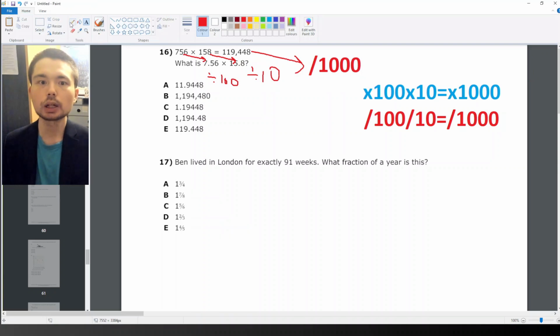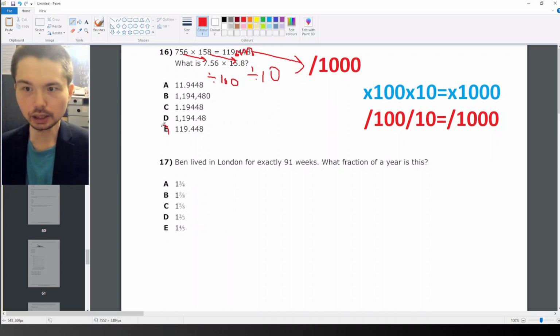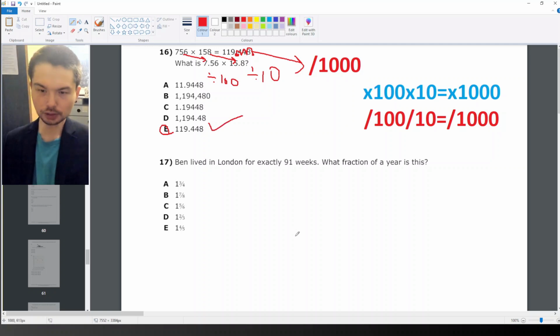Just going to divide by 1000. Now every whole number, we know the decimal point is on the right. So just go back 3 digits: 1, 2, 3 there. How nice. I wonder if they're giving us a clue. They put the comma there. I know that just means separating the 1000, but if we go back 3 places, it is there. 119.448. Good. Question 17. Ben lived in London for exactly 91 weeks.